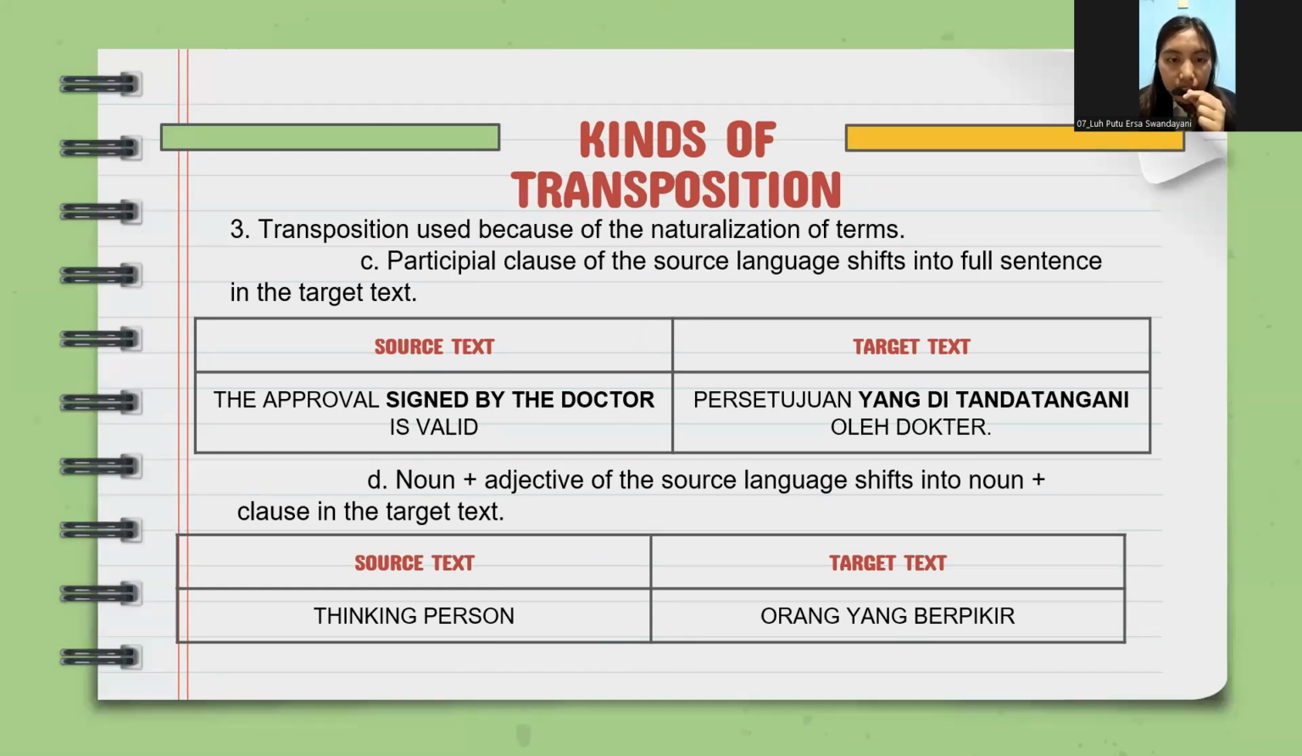Okay, number 3, participle clauses of the source language shift into full sentence in the target text. For example, in the source text, "the approval signed by the doctor is valid." In the target text, "persetujuan yang ditandatangani oleh dokter." And the last one is noun plus adjective of the source language shifts into noun plus clause in the target text. For example, in the source text is "thinking person," in the target text is "orang yang berpikir." Next slide, please.